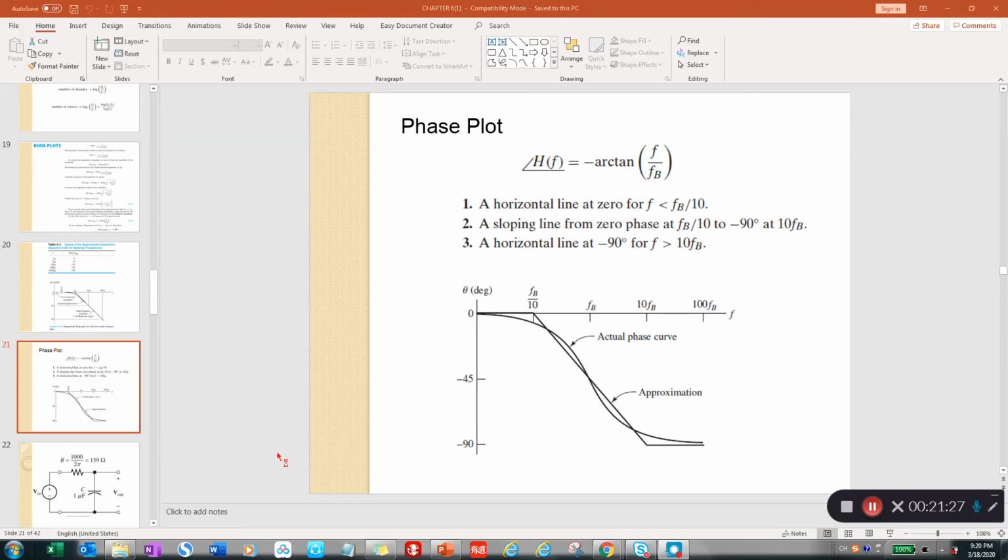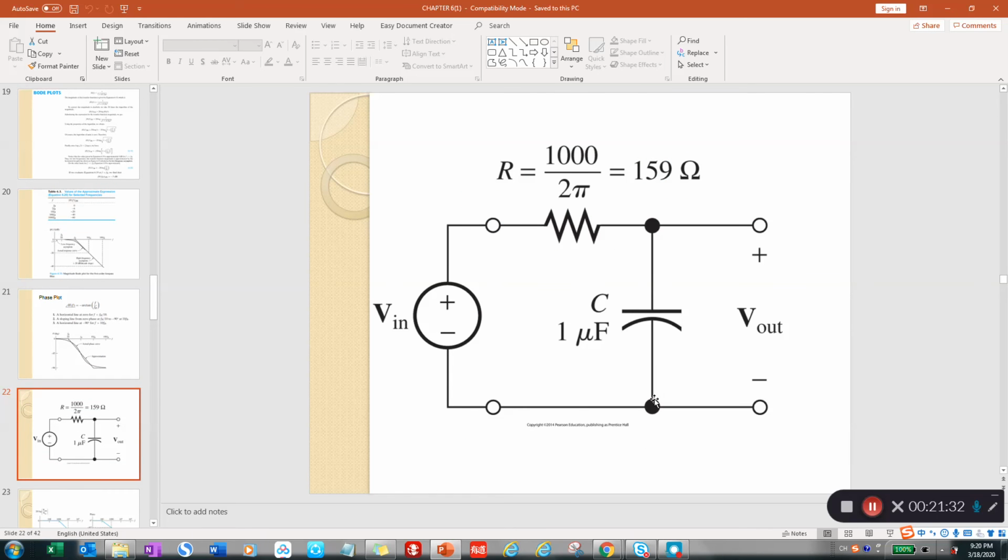Okay, now let's look at an example. So here we have a filter. We are going to draw the Bode plot of this filter. As we said, first we need to identify what type of filter this is. Since we get the output from the capacitor, we know this in fact is a low-pass filter. Then we are going to determine what will be the break frequency. The break frequency equals 1 over 2 pi RC.